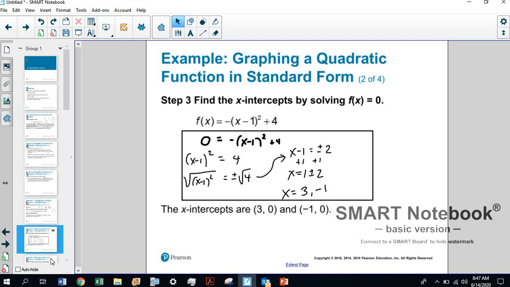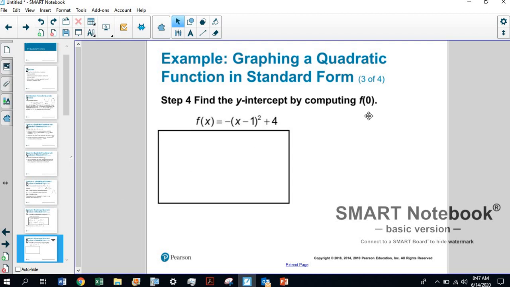Okay? For the y-intercept, you're only ever going to have 1, and you're going to get that by plugging in. So if you plug in x equals 0 here, what do you get?